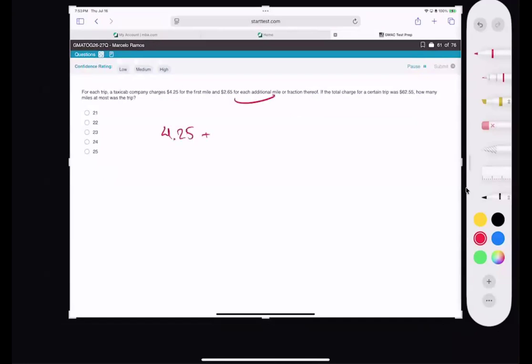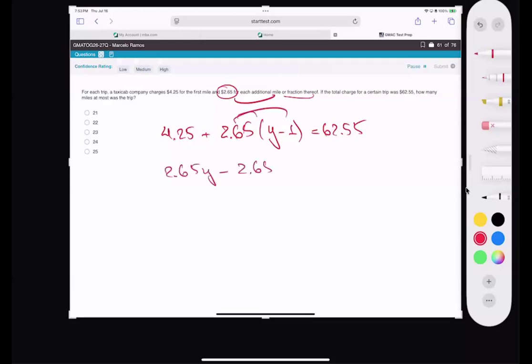Plus an additional mile or fraction thereof, 2.65. Let's suppose the total trip was y miles. So it is (y minus 1) times 2.65, because 1 mile was charged in the beginning. Do you guys agree? So from the first mile, it will be 2.65 in a total of 62.55.